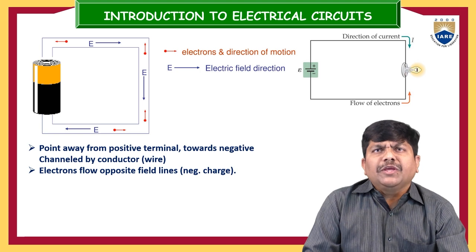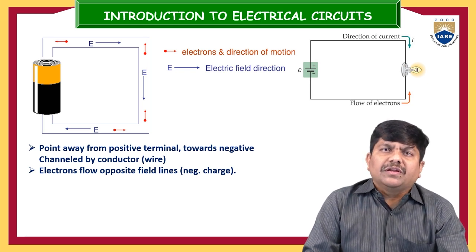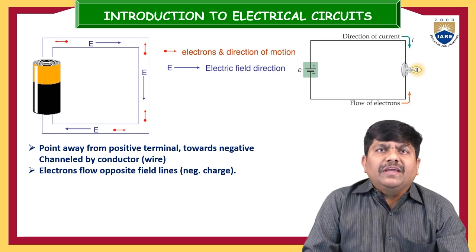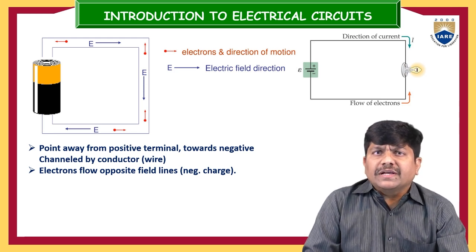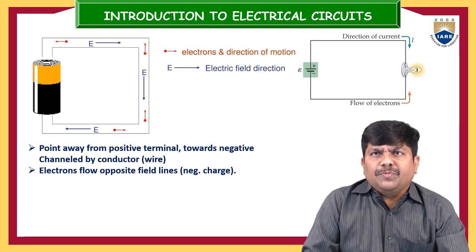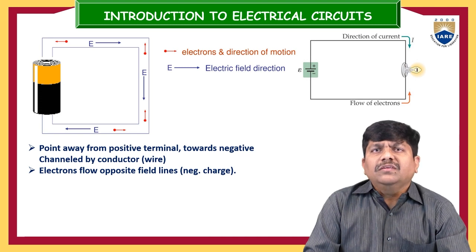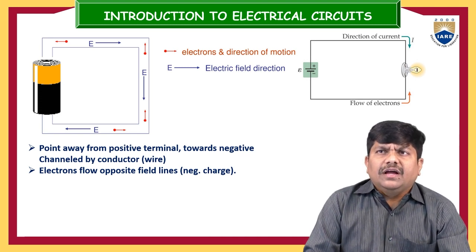So I am explaining that if the battery is connected by means of an external circuit, and if a conductor is joining the positive terminal of the battery to the negative terminal, then there will be two energies. One is because of the positive charge particles and one is because of the negative charge particles. Negative charge particles are the electrons, and positive charge particles represent the electric field direction. The electric field direction is from the positive terminal to the negative terminal. The direction of motion of electrons is from the negative terminal to the positive terminal. The direction of the current and the flow of electrons are always in opposite directions.